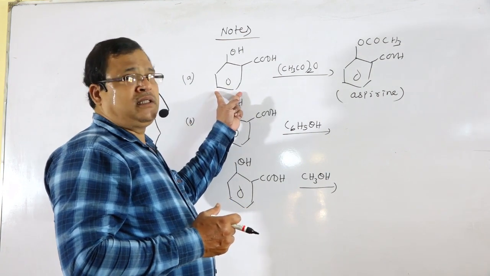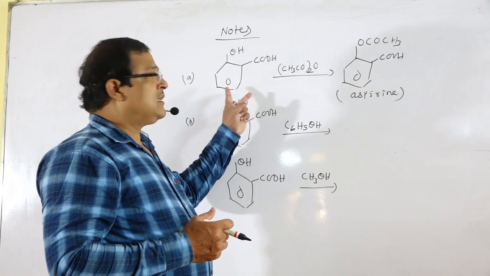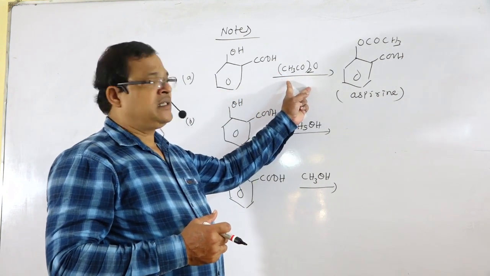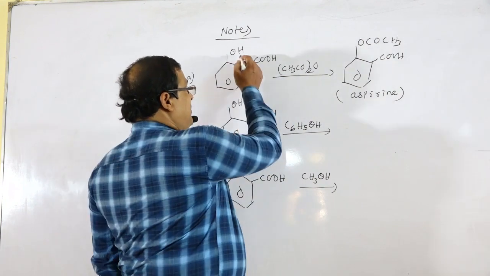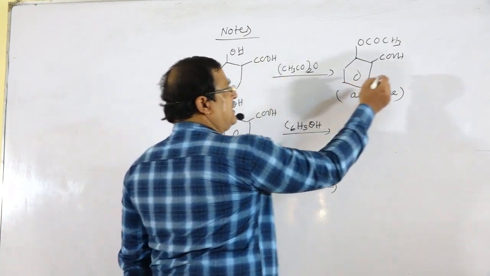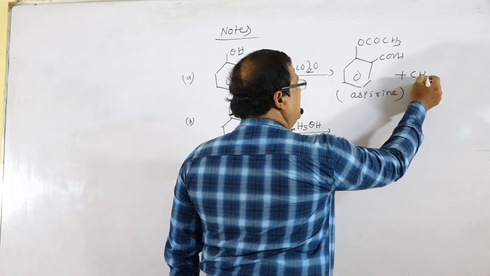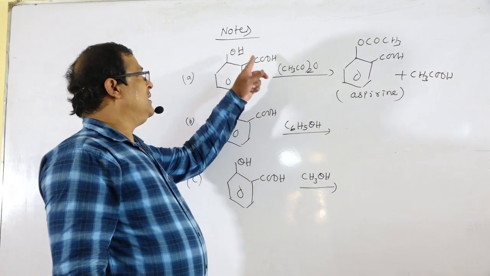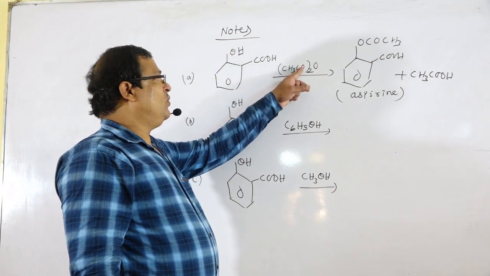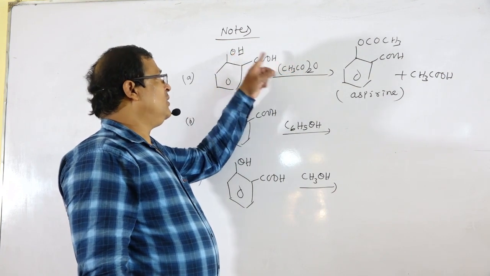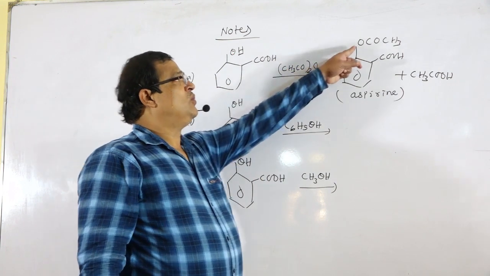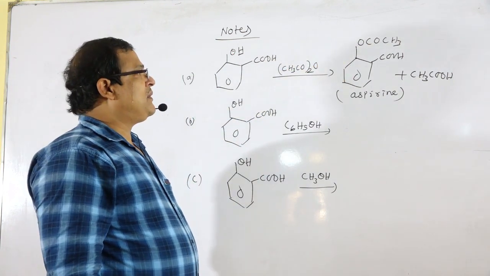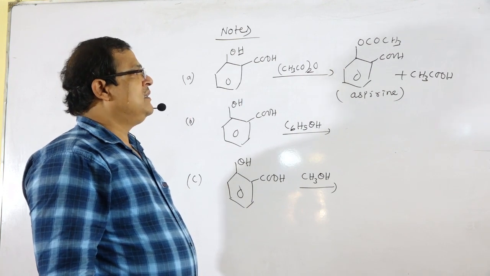Ortho-hydroxybenzoic acid, that is salicylic acid, is treated with acetic anhydride. The H part and this CH3CO part are removed in the form of CH3COOH, that is acetic acid, and the O part and OCOCH3 remain. So that is the formula for aspirin.